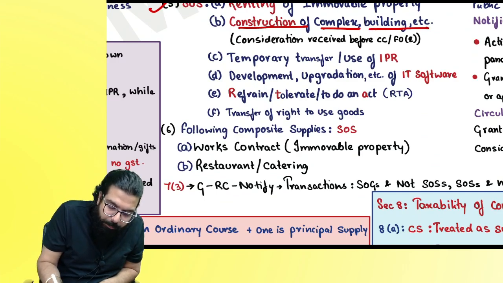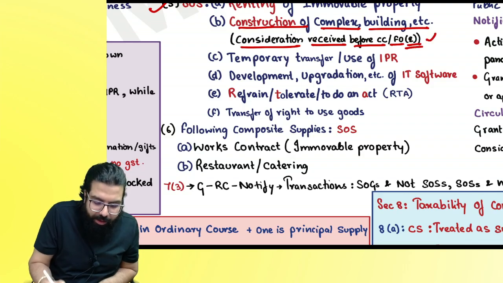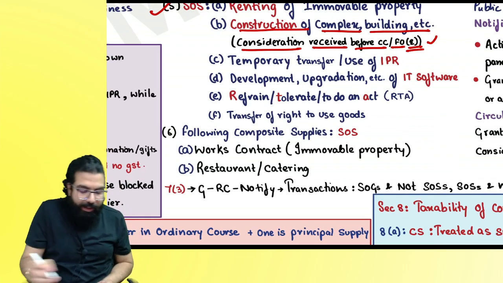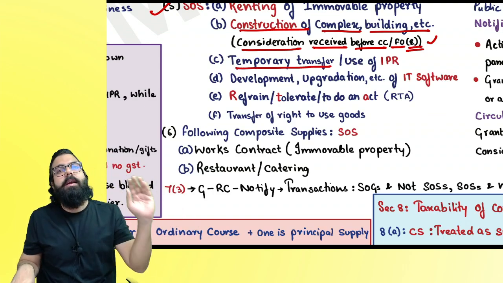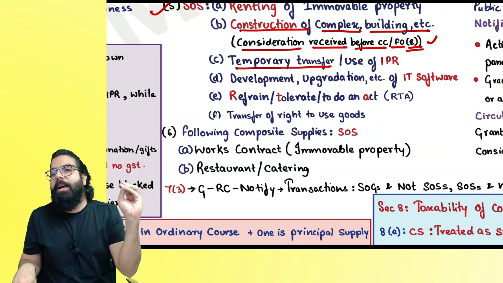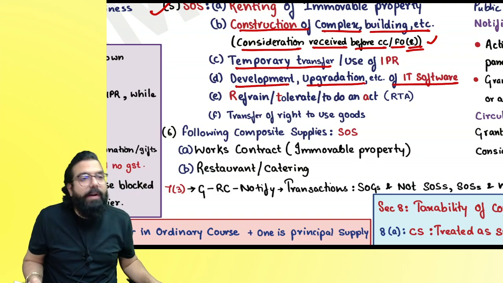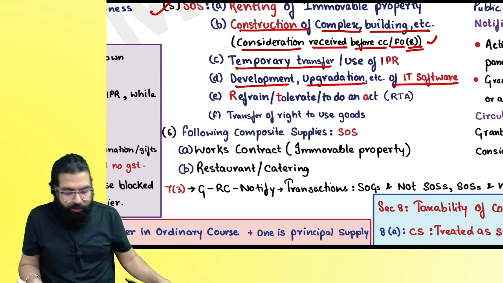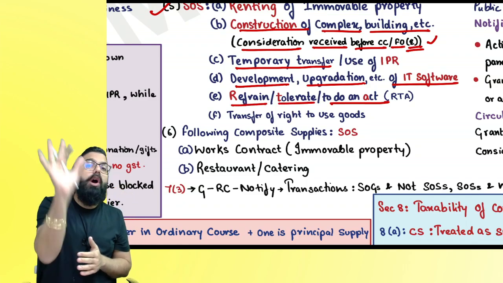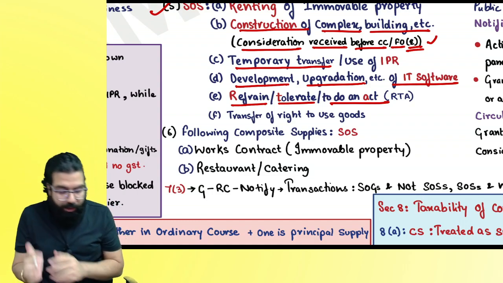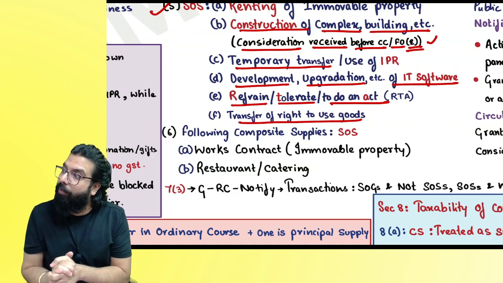Construction of a complex or building, with consideration received before the completion certificate or first occupancy, whichever is earlier, is a supply of service. The next one is temporary transfer of intellectual property rights, IPR, like copyright, trademark, etc. Always a supply of service. Development and upgradation of IT software is always a supply of service. RTA: to do an act, to refrain from an act, or to tolerate a situation is always a supply of service. Transfer of right to use: if I am giving you the right to use, it is always a supply of service.